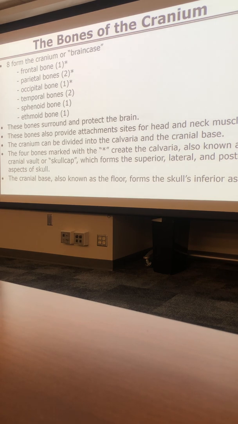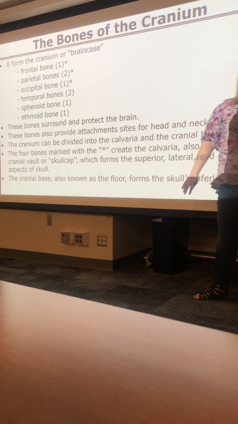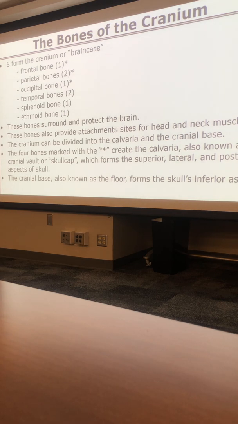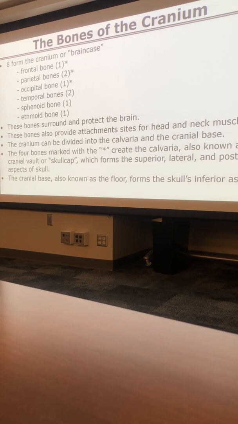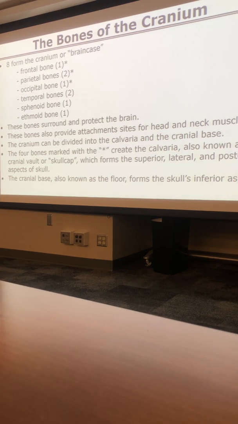The cranium can be divided into the calvaria and the cranial base. The calvaria literally translates as the bald part of the skull. The 4 bones marked with the asterisk, the frontal bone, the 2 parietal bones, and the occipital bone, create the calvaria, known as the cranial vault or skull cap, which forms the superior, lateral, and posterior aspects of the skull. The cranial base, also known as the floor, forms the skull's inferior aspect.